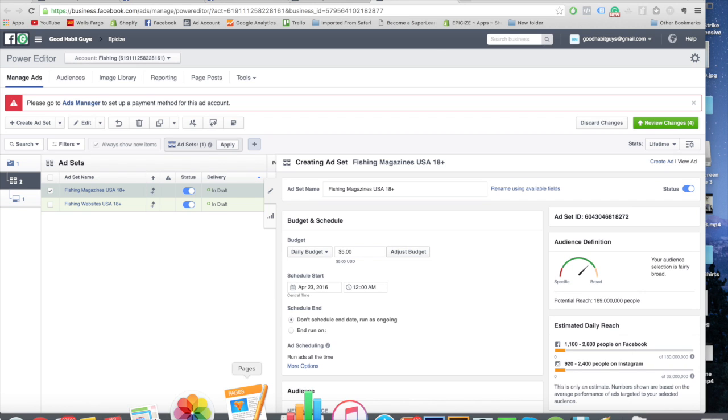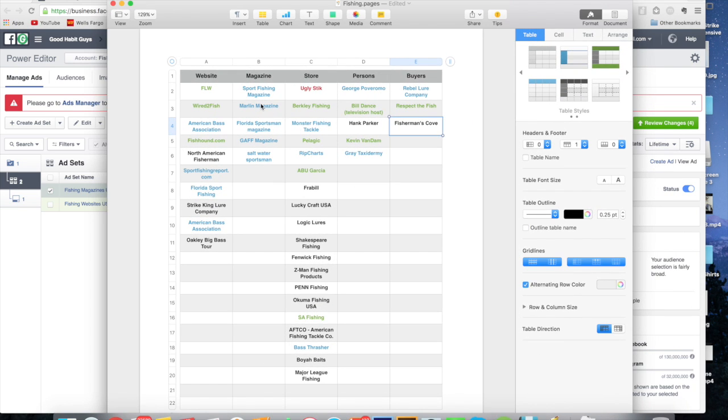It's possible, because it doesn't matter if you're in fishing or cooking or even games or electronics. Each niche has its categories. It might not be exactly magazines, websites, stores, persons, but it will be very similar, okay? Because maybe electronics won't have a person's category, but they'll have something else. I really hope you understand everything, because I tried to keep it as simple as possible.